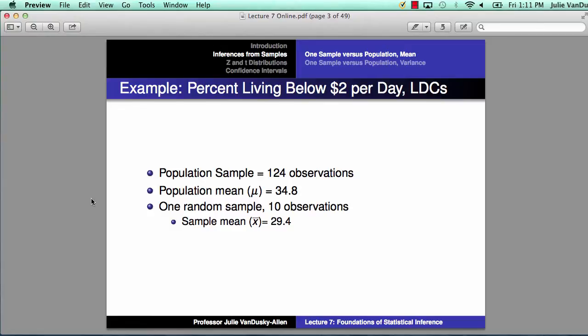So imagine that instead of collecting data on all cases, I took a random sample of 10 countries. For this sample, the sample mean, denoted by X bar, was 29.4. Based on this data, I would conclude that 29.4% of people in less developed countries live below $2 a day. Clearly, this value is not reflective of the true population mean of 34.8%, so our sample estimate has some error.